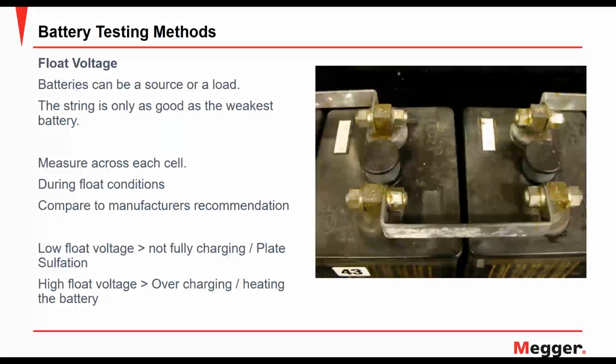One more thing is that once you see a low float voltage, it means the cells are not fully charged or have plate sulfation. If you have a high float voltage, it means you have either overcharging and also overheating of these batteries.